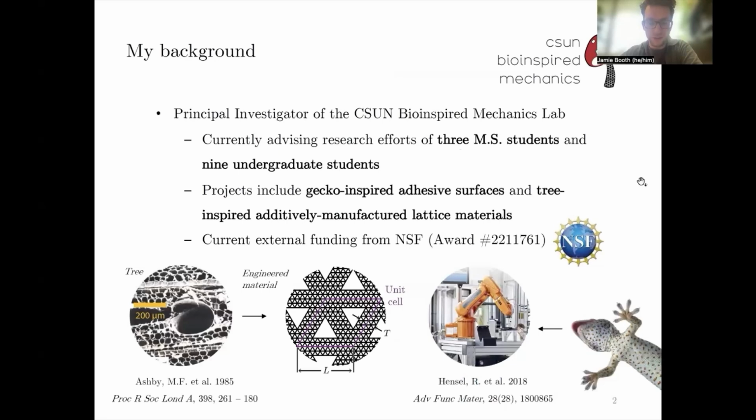So before going any further, just a little bit of background on me. My name is Dr. Jamie Booth. I am a professor in the Department of Mechanical Engineering. My research is conducted under the heading of the Bio-Inspired Mechanics Lab. We study natural systems, like the gecko that you see on screen here, to try to make new engineering materials based upon the principles that are harnessed in nature.